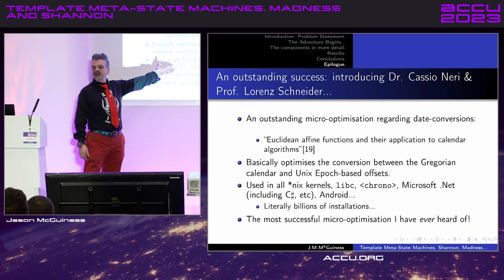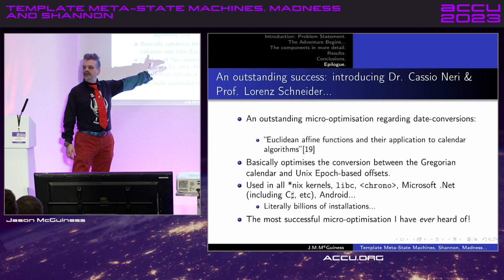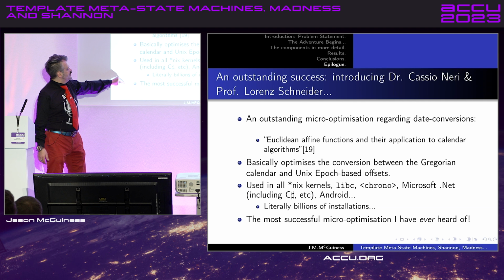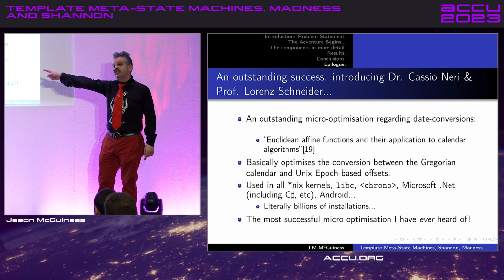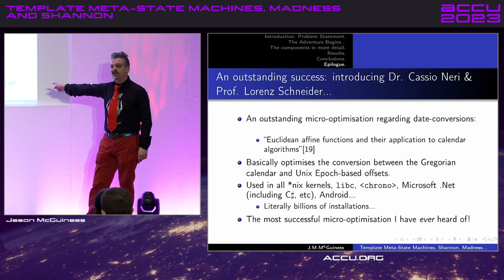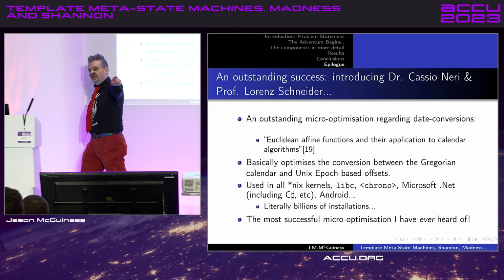I believe it went into 5.15. It's now in libc. It's in Chrono. It's in Microsoft .NET, which includes C Sharp. The Chrono standard library, yes. GCC and Clang, yes. Literally billions of installations. It is the most successful micro-optimization I have ever heard of. Remember, choose your micro-optimization wisely. Premature optimization is the root of all evil.